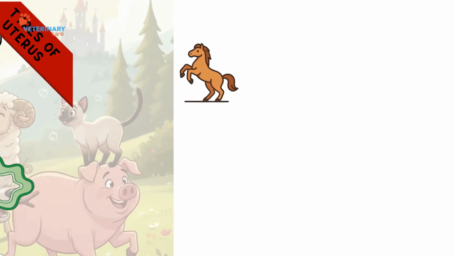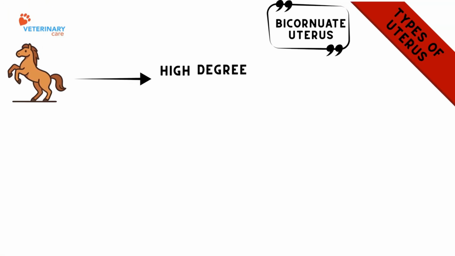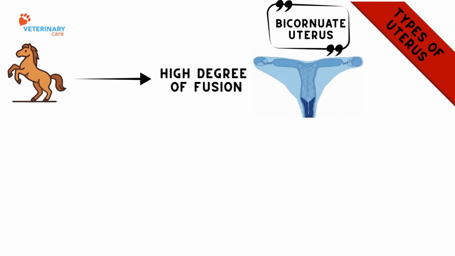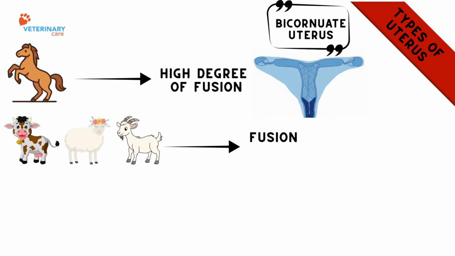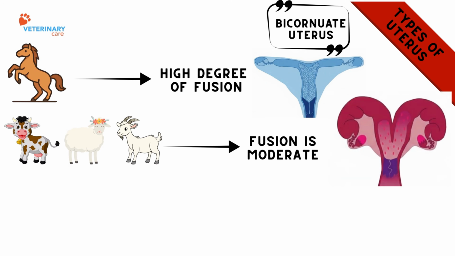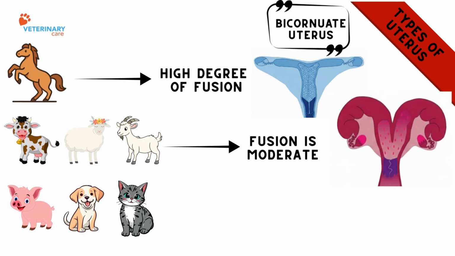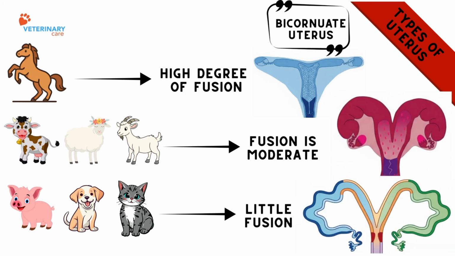For example, in mares, where there is a high degree of fusion, the horns are short, and the body is large. In cows, ewes, and goats, the fusion is moderate, so the horns are of intermediate length. In sows, bitches, and queens, where there is little fusion, the uterine horns are long, and the body is quite small.